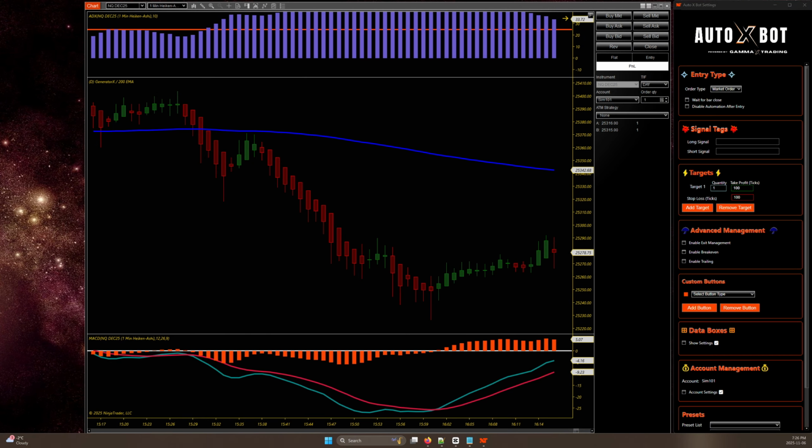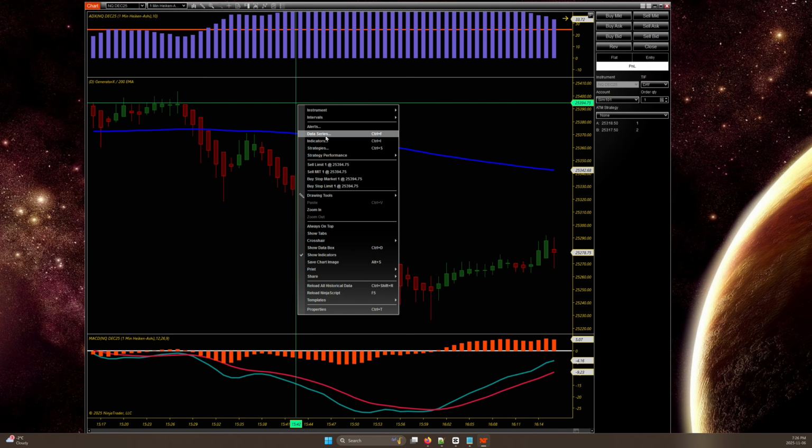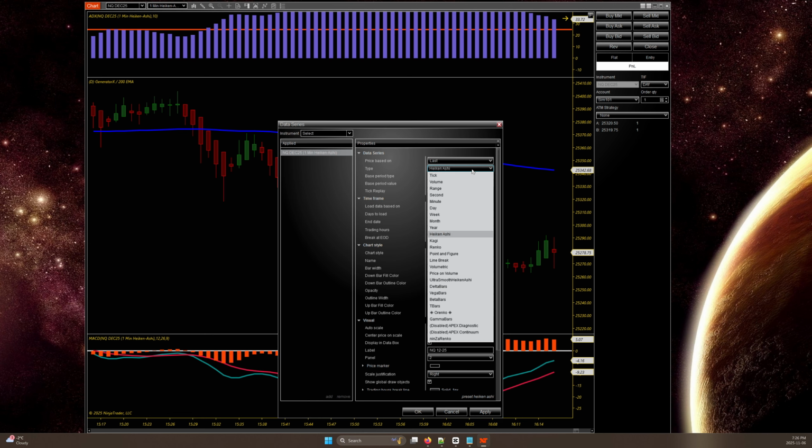Yeah, I'm going to make it more robust. If I change the data series, it might glitch out these strategies, so I will fix that. I got one that I made called Vega bars, okay?